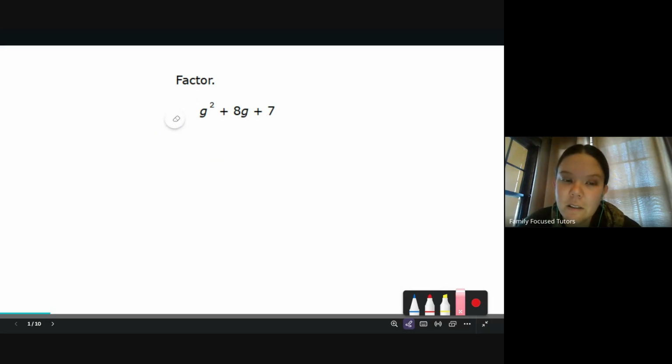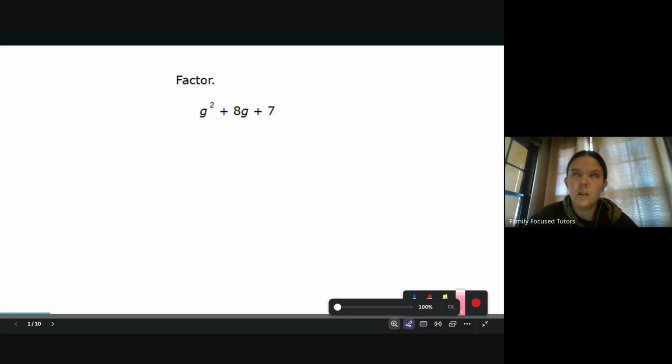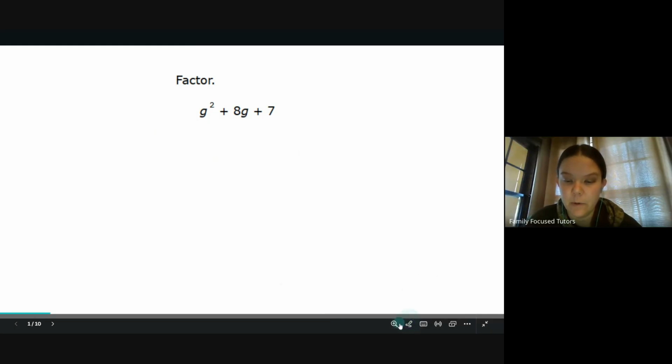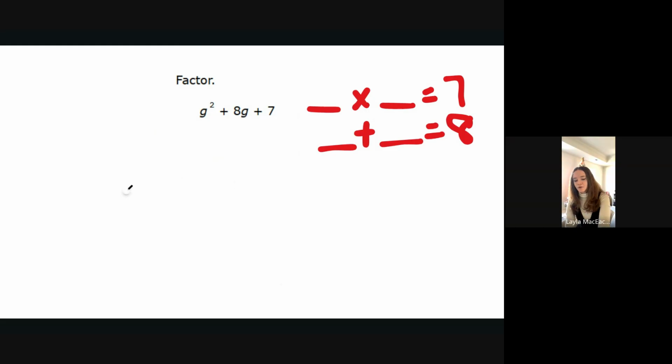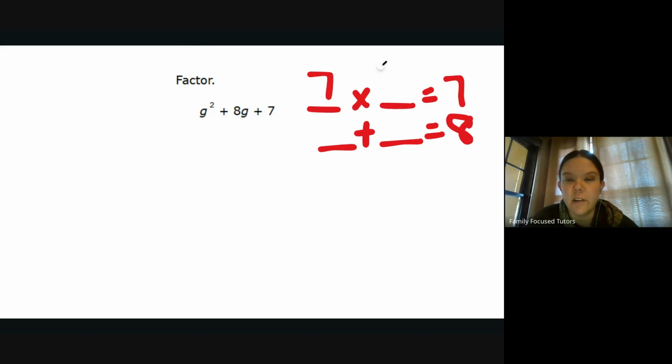Well, AC, where A is 1. We find 2 factors of 7 that multiply together to get AC, which is 7, and those 2 factors add together to get B, which is 8. Yeah, I remember this now. So what can we use from 7? Those same 2 factors are going to add together to give us 8. It's 7 and 1.